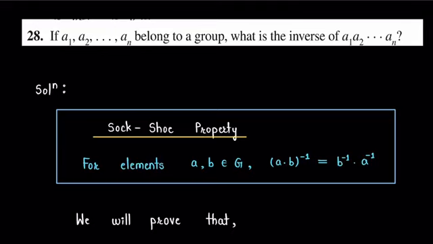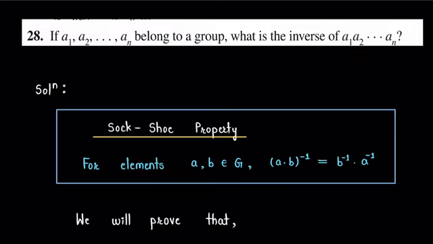In this video, we are going to solve this exercise question from the book Contemporary Abstract Algebra by Gallian. The question is, if a1, a2 up to an belong to a group, what is the inverse of the product of a1, a2 up to an? Here we have n elements given in group G and we need to find the inverse of the product of these n elements in group G.